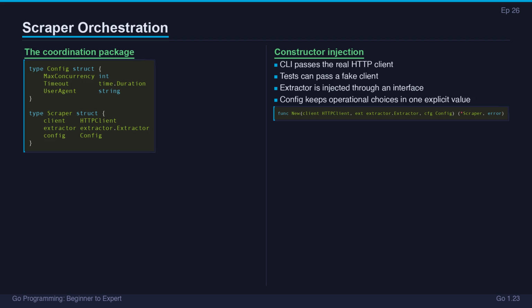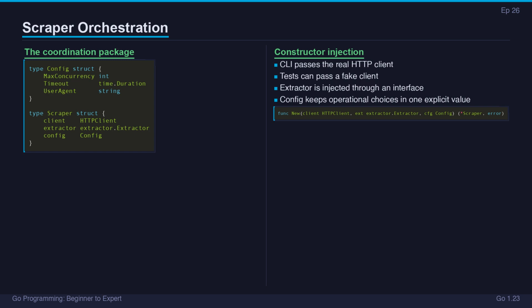The scraper package is where the application starts to feel real. It owns a config, an HTTP client dependency, and an extractor dependency. The constructor receives those dependencies explicitly. That means a real CLI can pass http.DefaultClient, while tests can pass a fake client.